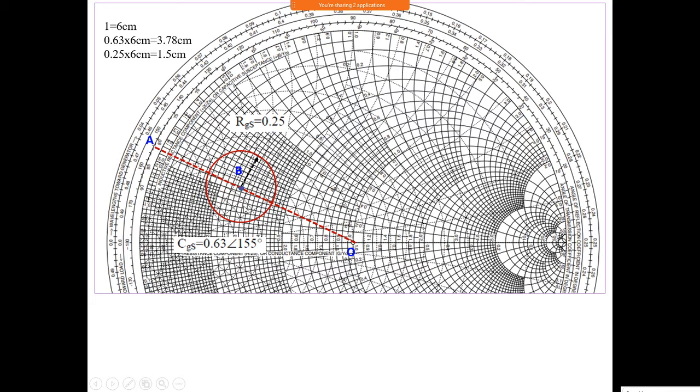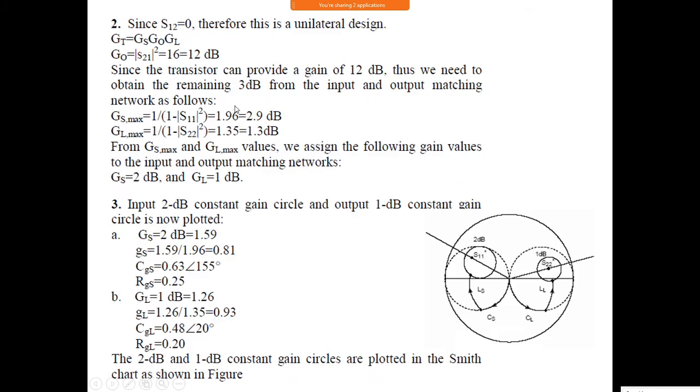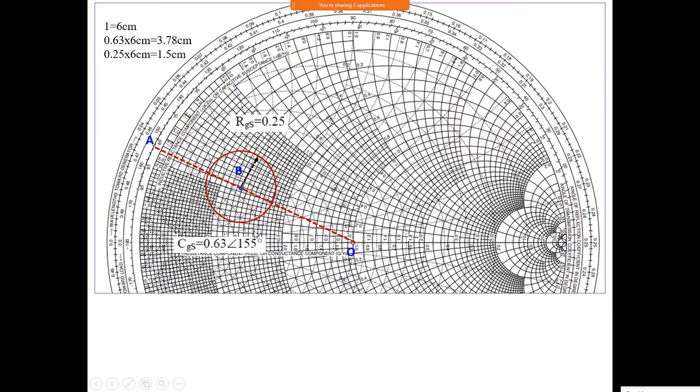You can practice: you take a Smith chart and calculate the values of CGS and RGS and draw it. You will be getting the circle like this. This is a 2 dB circle. So now you can take any value over this. See here, this is a circle. You can take any value that you can set as the input impedance of our network. So looking in this direction, the value must be equal to any one of those. So that is the way of drawing it.